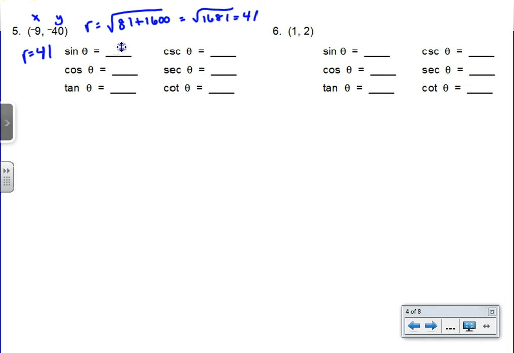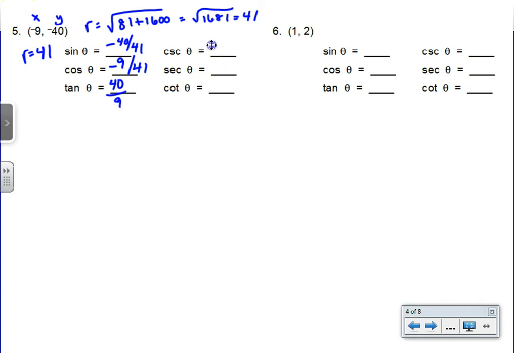Okay, sine would be y over r. So we're going to set up negative 40 over 41, and then we're going to be very happy that we're done. Cosine would be x over r, so negative 9 over 41. And tangent would be y over x. Now instead of negative 40 over negative 9, are you guys okay if I just say 40 over 9? Because the two negatives will reduce to a positive. All right, we're almost home free.